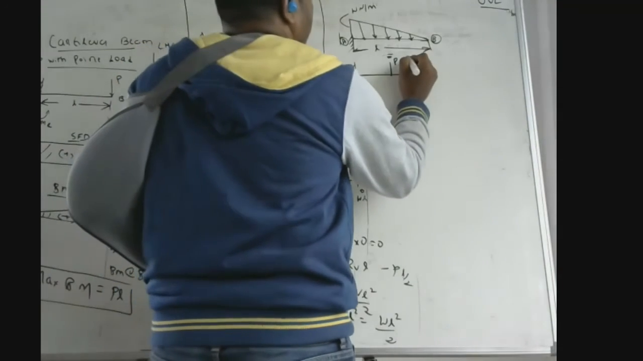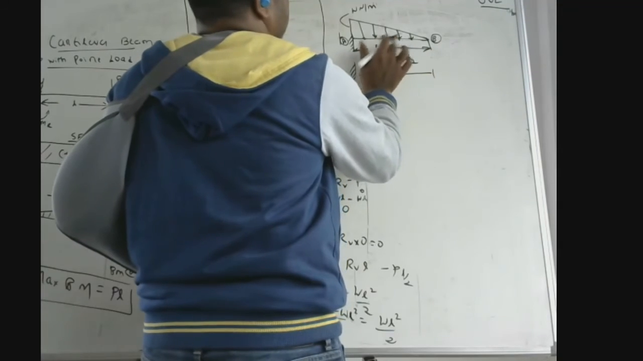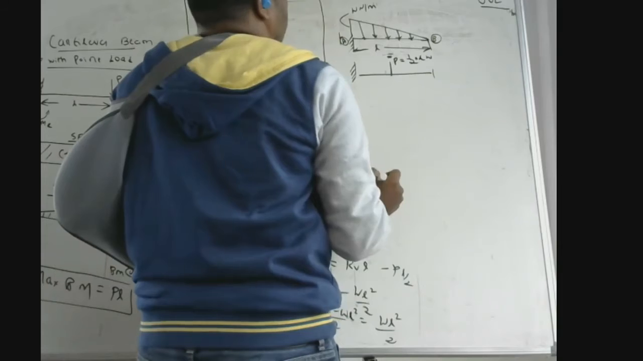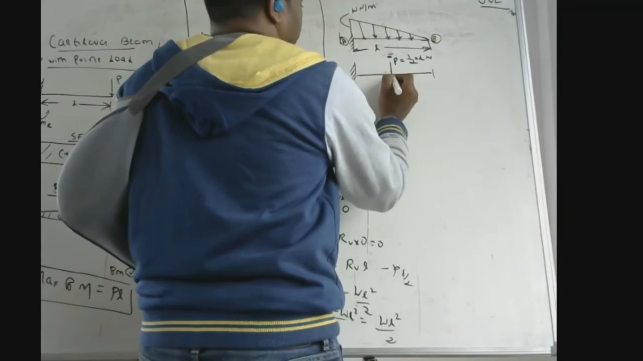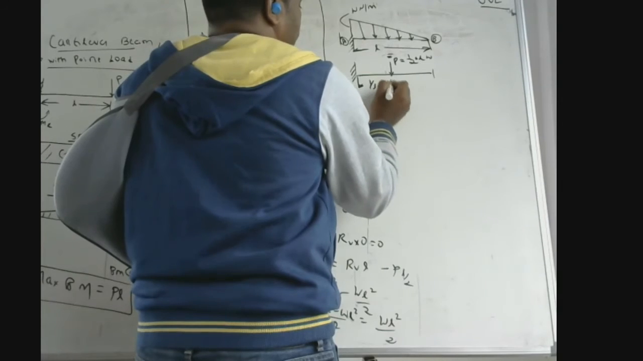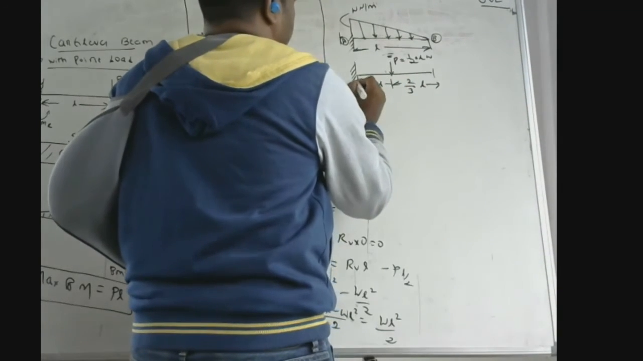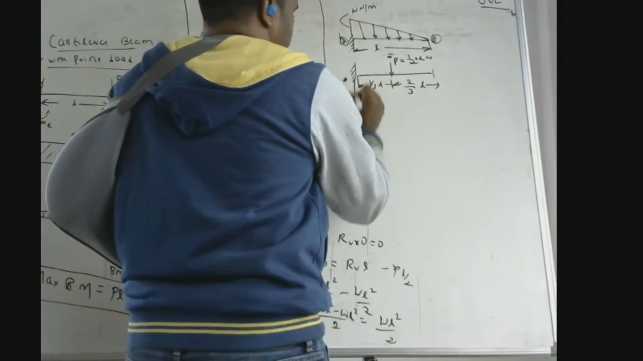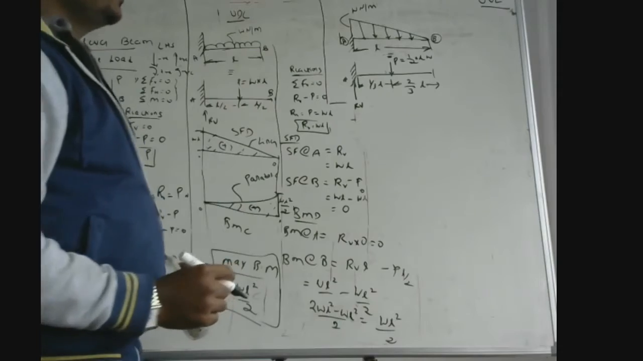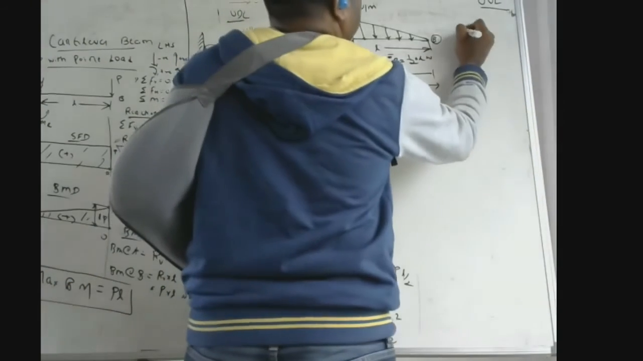Therefore, P is equal to the triangular area, base L and height W, so P is half into W into L. The position of P will be 1 by 3 L from the maximum side, and from the minimum side it is 2L by 3. This is very important. At point A, the reaction is active. Now, with respect to this, we need to calculate the shear force. First, we need to calculate the reaction.